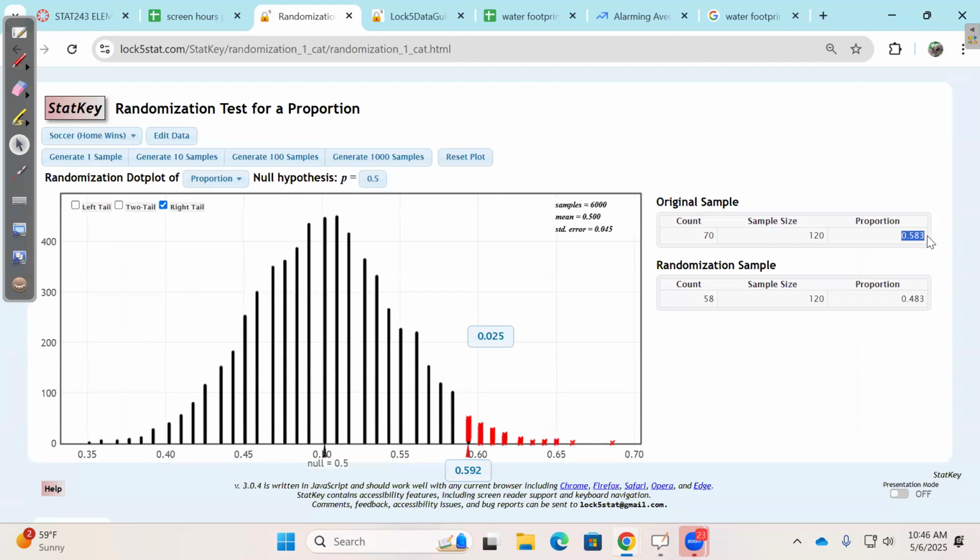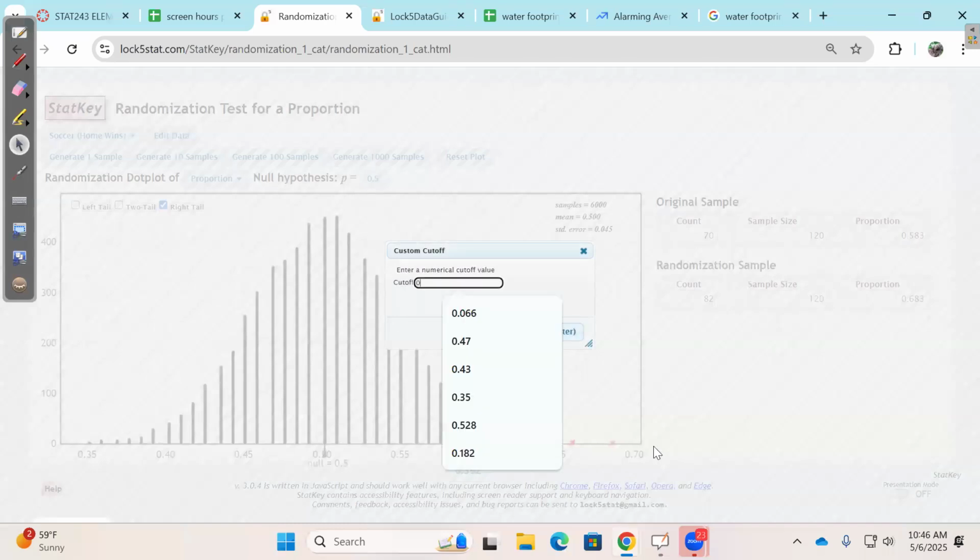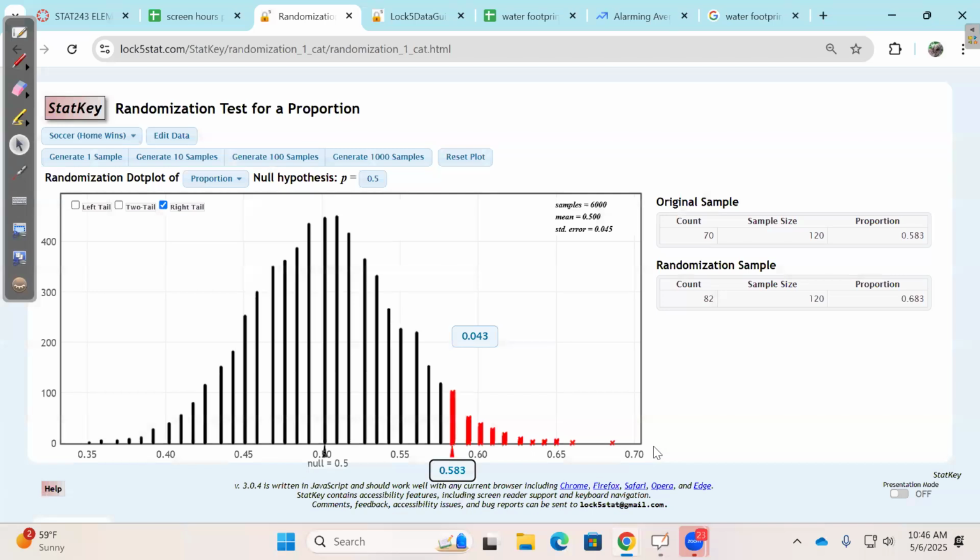So that's given over here. My sample statistic is 0.583. So I go down to the bottom and I replace that number with 0.583, the sample proportion. And what's this number up here? It's the p-value, right, Ian? Yes, that's the p-value. Okay, so I'm going to make a quick sketch of this.